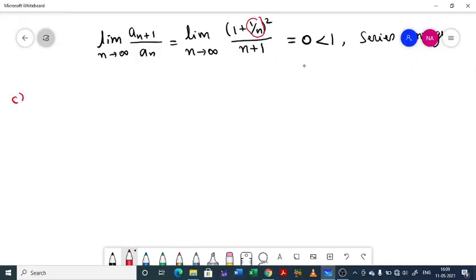Problem C. So the series is 4 by 3 plus 4 into 7 divided by 3 into 5 plus 4 into 7 into 10 divided by 3 into 5 into 7 plus and so on. Solution.